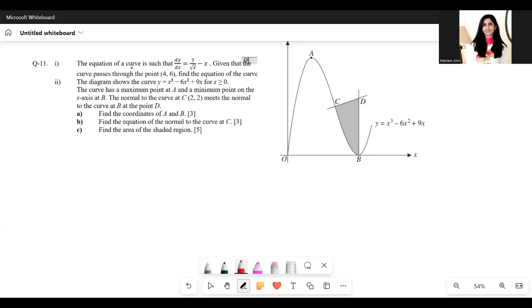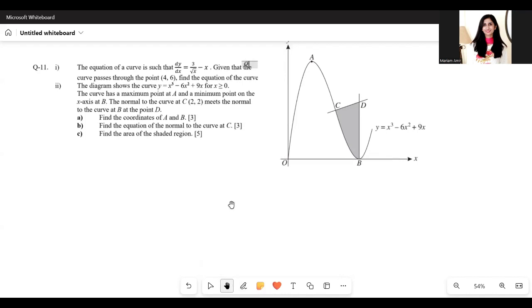The equation of a curve is such that dy by dx equals 3 upon square root of x minus x. Given that the curve passes through point (4, 6), find the equation of the curve. Okay, so we're given dy by dx. We will need to integrate it to get y, the equation of the curve.